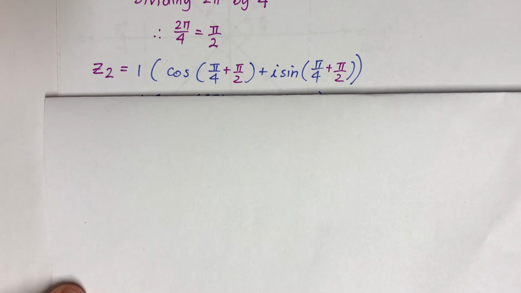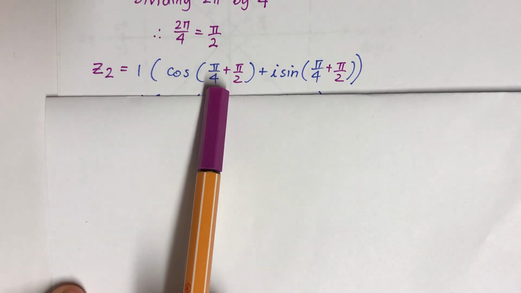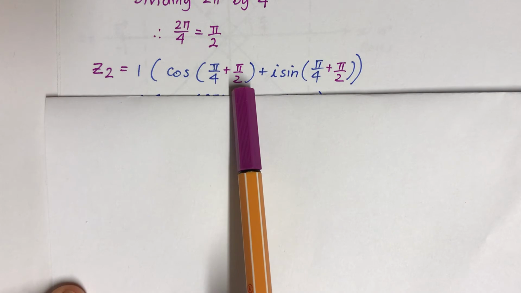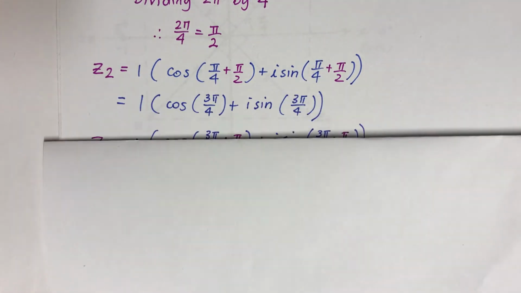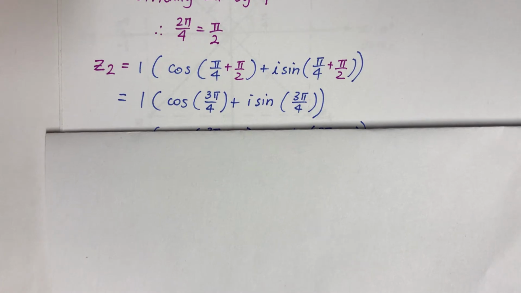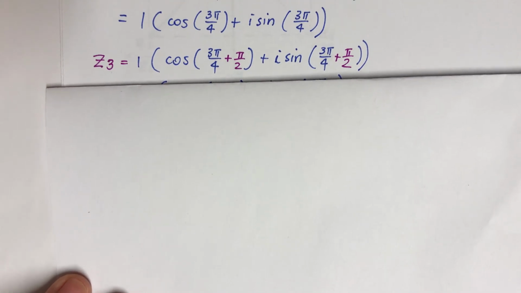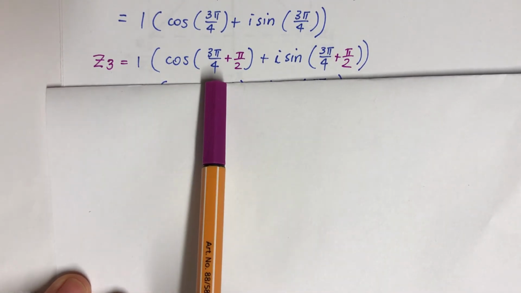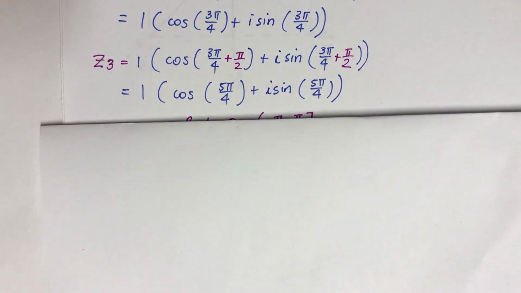Now z2: the modulus will be the same, and I just have to keep adding pi over 2 to the argument of z1, which was pi over 4, because that's how it's spaced out. That will give me 1 brackets cos 3 pi over 4 plus i sin 3 pi over 4 for z2. And z3 will be very similar: from z2 we just add pi over 2, and I will get that.